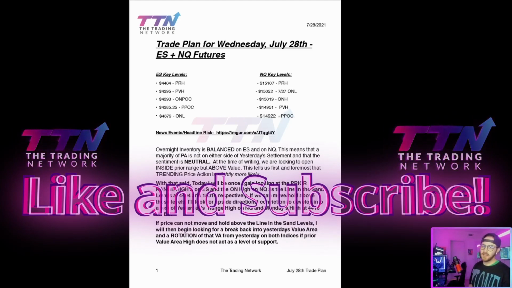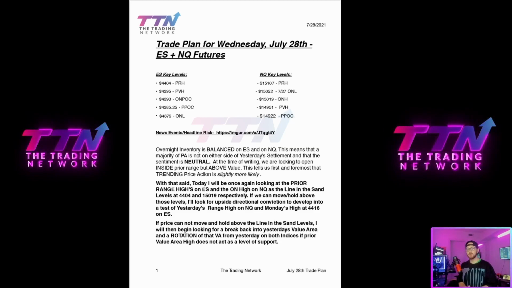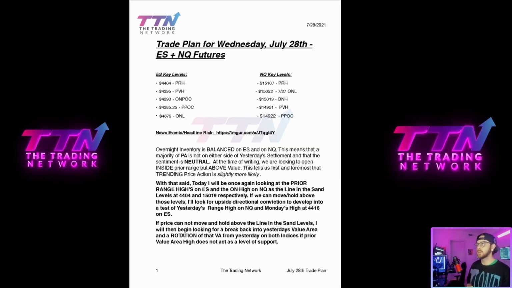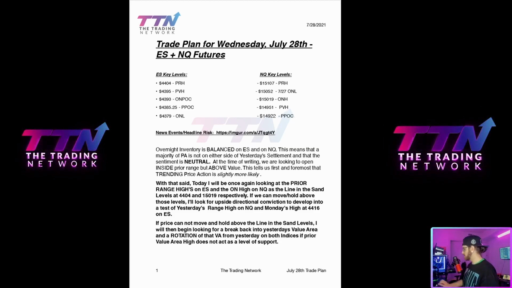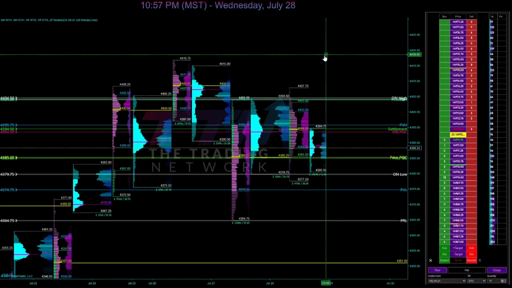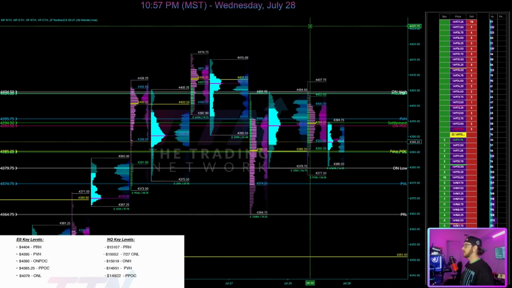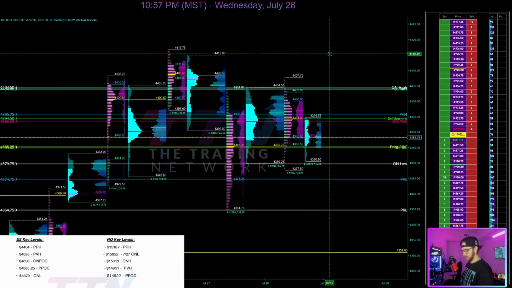It is Wednesday, July 28th, and I have another daily market profile recap for you guys for both the ES and the NQ futures markets. So let us waste no time and dive right into the market profile, starting first and foremost with the ES profile. And now that we have the key levels up on our chart, let us dig right in.